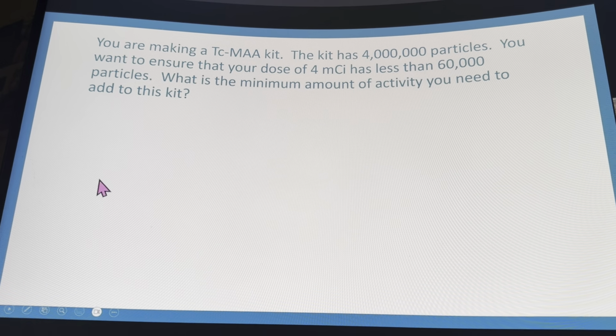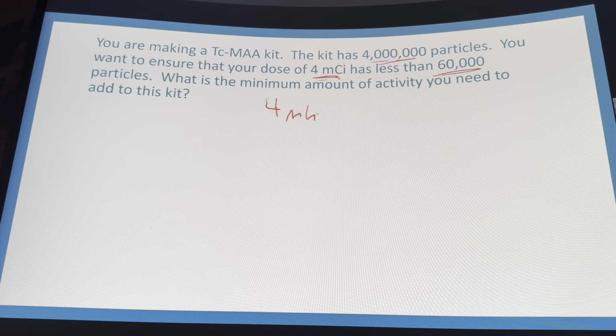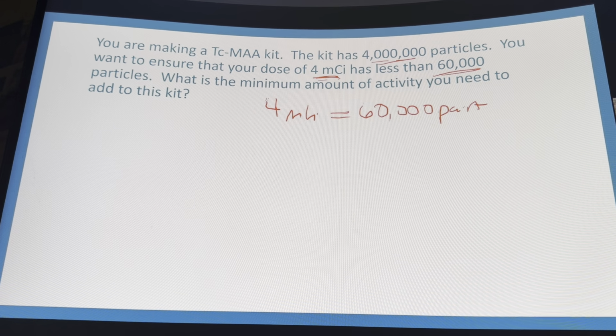All right, let's do another one. Last one on this, then we're going to move on to generators. You're making a Tech MAA kit. You have 4 million particles. You want to ensure that your dose of 4 millicuries has less than 60,000 particles. This sounds incredibly confusing. What is the minimum amount of activity that you need to add to this kit? Whenever you get a problem and you're totally confused about it, find your conversion. What's my conversion? I want a 4 millicurie dose, the dose that I give my patient, to equal 60,000 particles. That's my conversion.